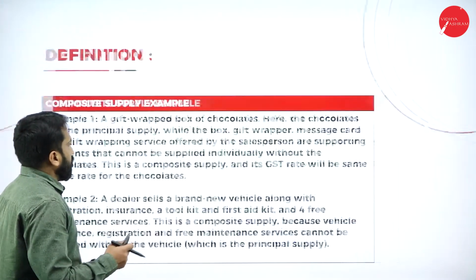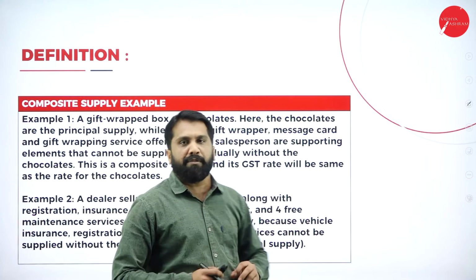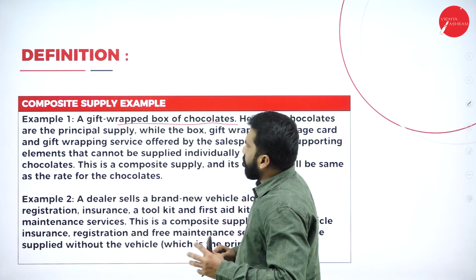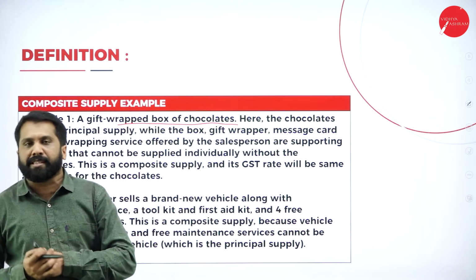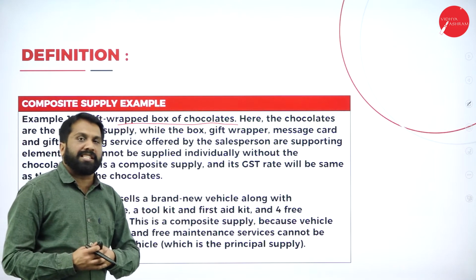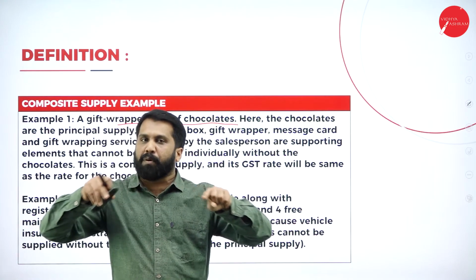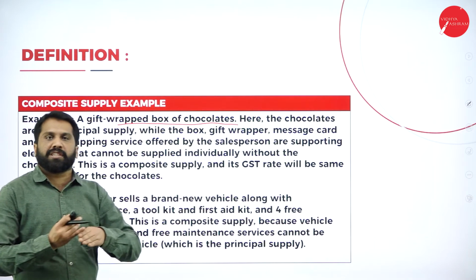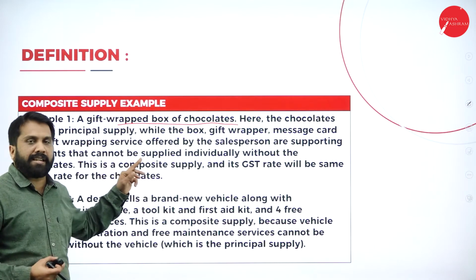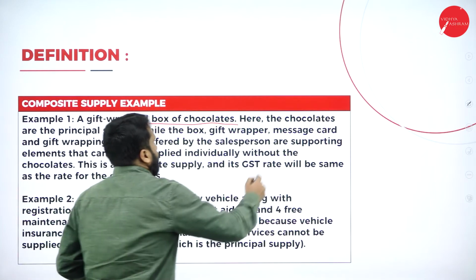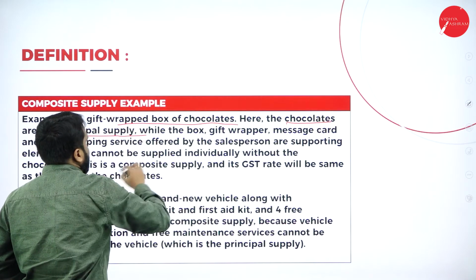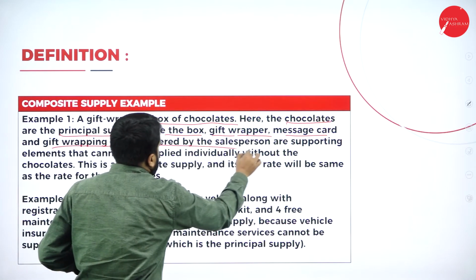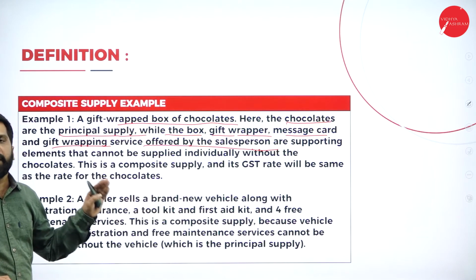Now, the best example for composite supply, example number 1, is a gift-wrapped box of chocolates. You have tasted many chocolates. There are a few expensive chocolates which come with a box, a gift wrap, a cover, and a message saying best wishes. All of this comes under your composite supply. Hope you are clear. Yes. Here chocolates are the principal supply, whereas the box, gift wrapper, message card and gift wrapping service offered by the salesperson are called your composite supply.